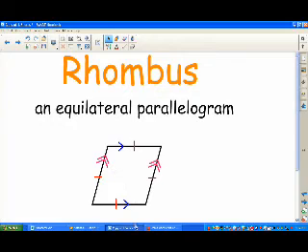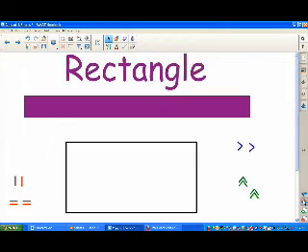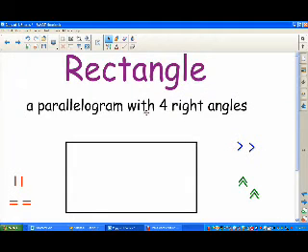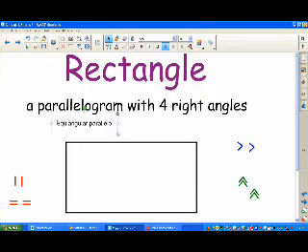You should have the parallel sides and the congruent sides. A rectangle is very similar to a rhombus, except that it's a parallelogram with four right angles. Another way we could write that, we could say that it was an equiangular parallelogram. Okay, so that's another way you can think of it.